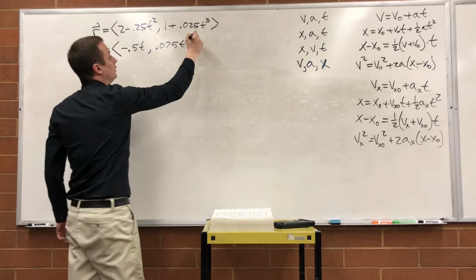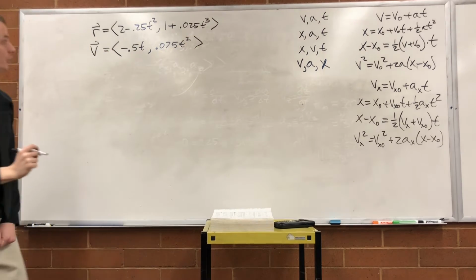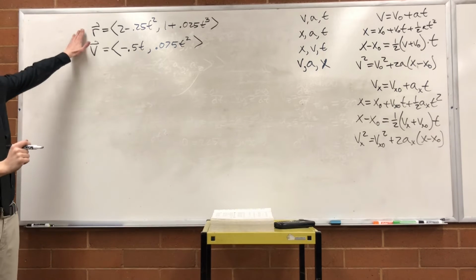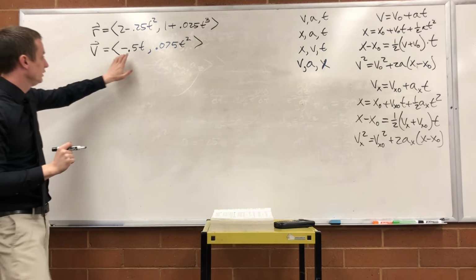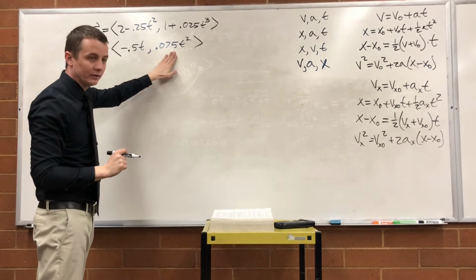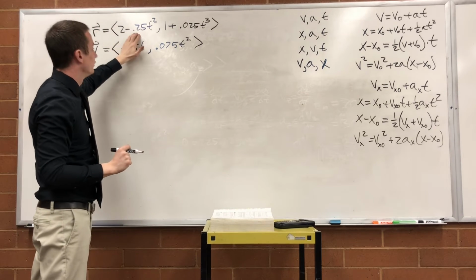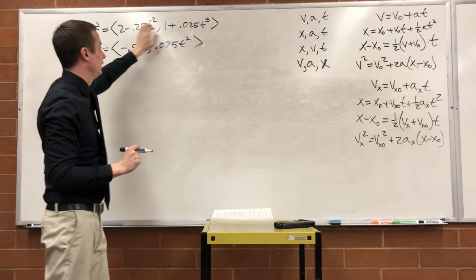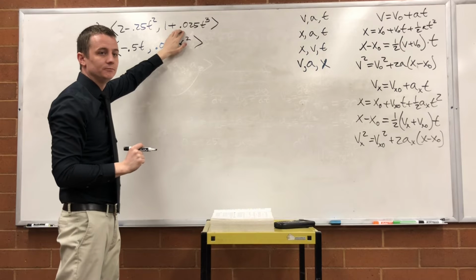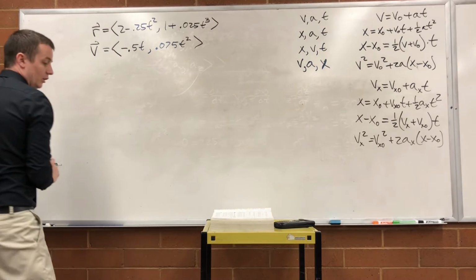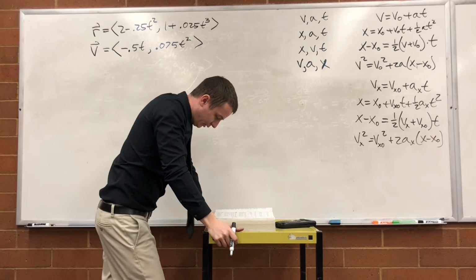Okay, so there's our velocity vector, here's our position vector. So this can give us our velocity in the x direction at any time, our velocity in the y direction at any time, and this gives us our position, our x position at any time, and our y position at any time.